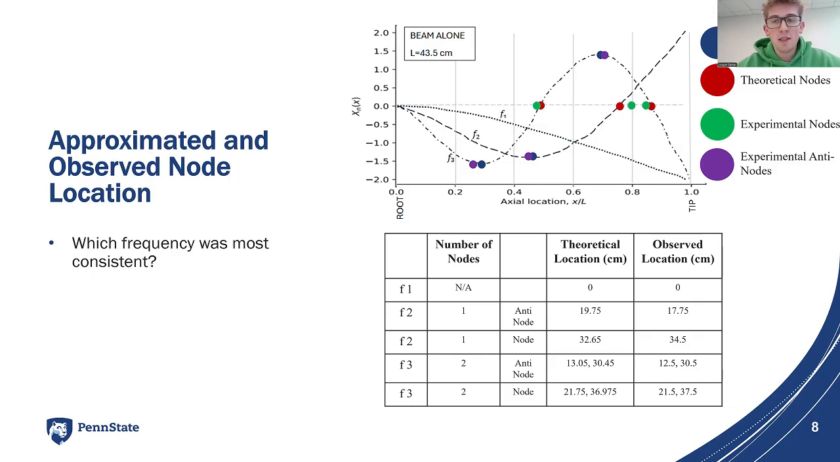The third frequency was seen to be the most consistent, with overlapping theoretical and experimental values for both antinodes and nodes. The values shown for the theoretical are shown in this table, as well as the observed ones, which were derived from us running the experiment itself.